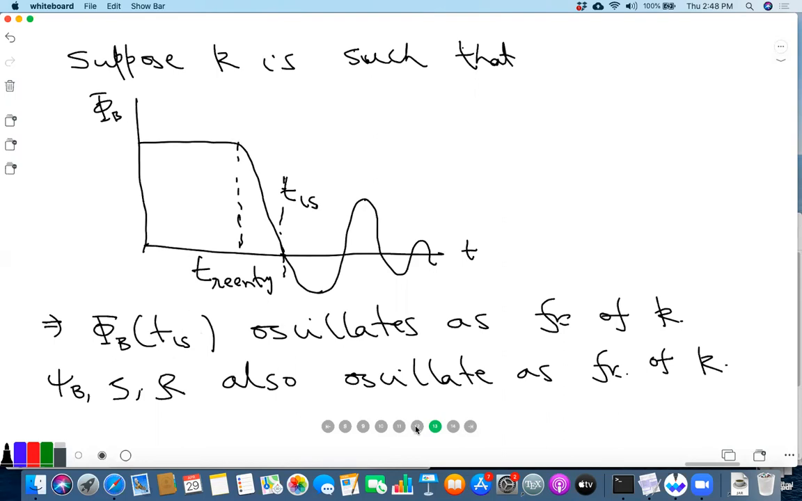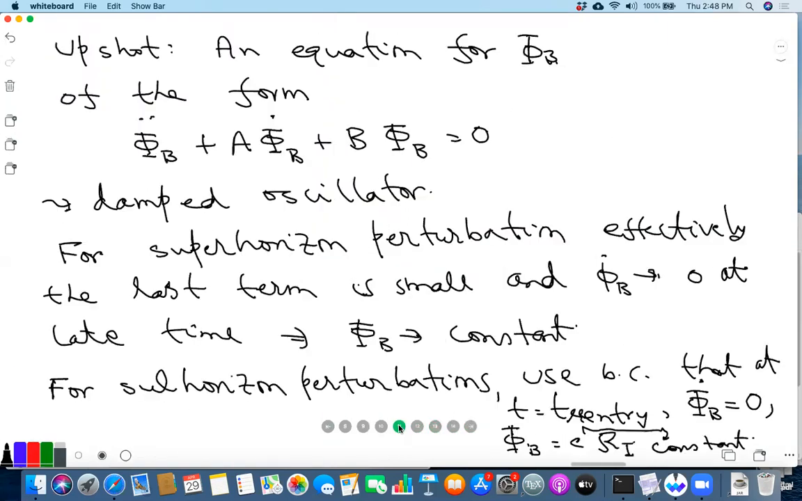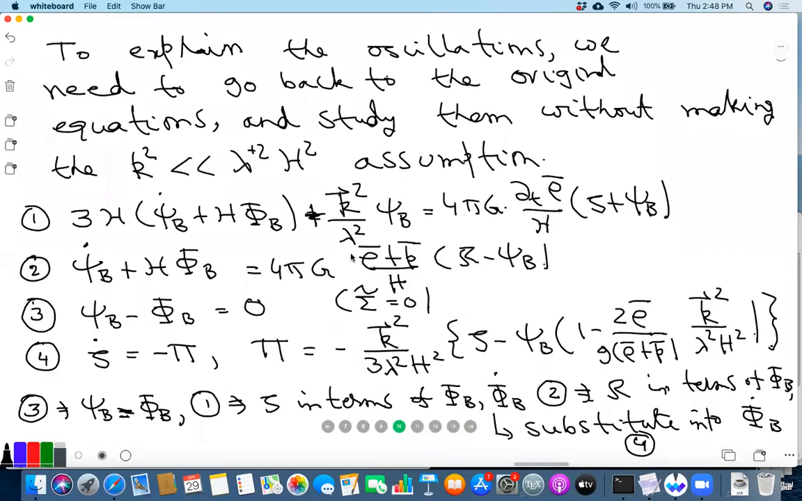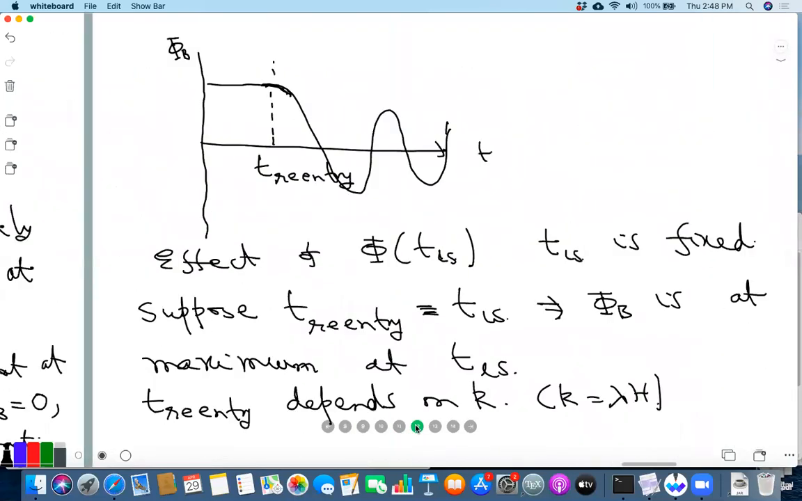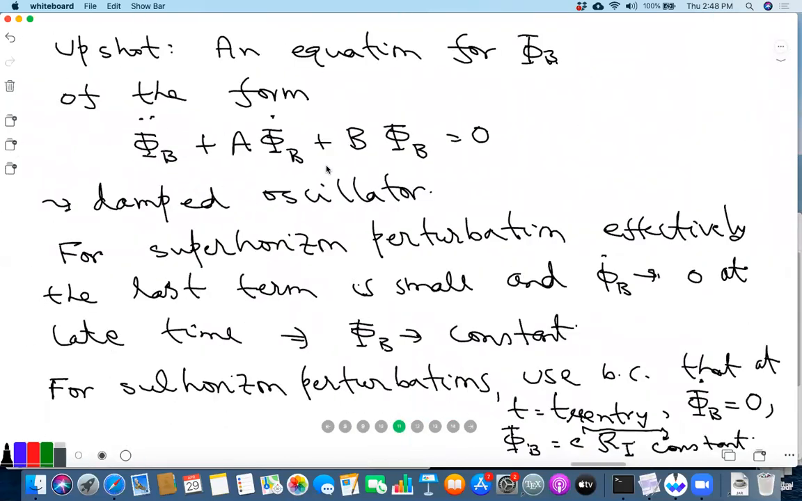But let me just remind you that you should try to do this exercise. It's somewhat complicated algebra, but it's straightforward. Basically substitute this zeta in terms of phi b from this into this equation and try to write down the equation for phi b, the second order differential equation for phi b. And then if you want to, you can try to solve it even numerically to see how phi b actually evolves as a function of time. And you will see that as you vary k, there is a qualitative difference between what happens when k is less than lambda h and k is larger than lambda h.